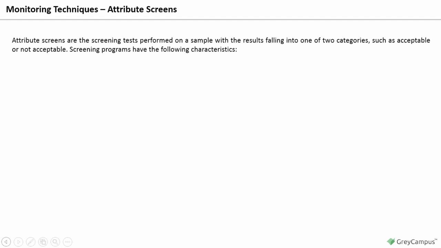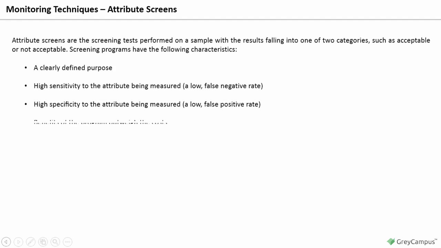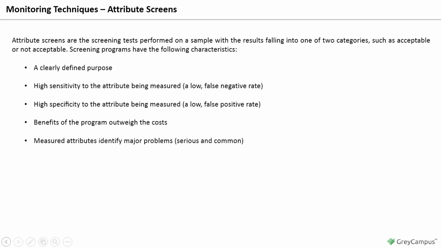Screening programs have the following characteristics: a clearly defined purpose, high sensitivity to the attribute being measured, that is, a low false negative rate, high specificity to the attribute being measured, that is, a low false positive rate. Benefits of the program outweigh the costs. Measured attributes identify major problems, that is, serious and common. Results lead to useful actions.